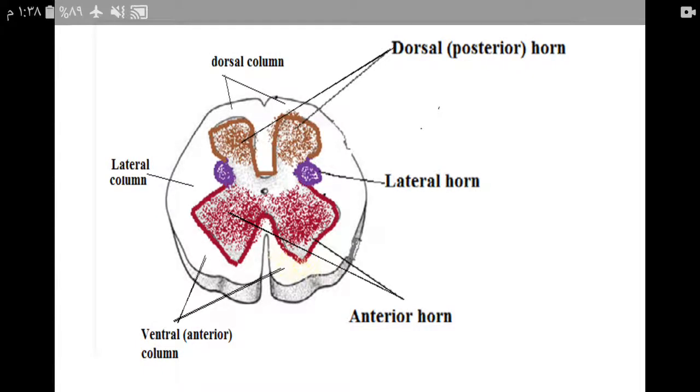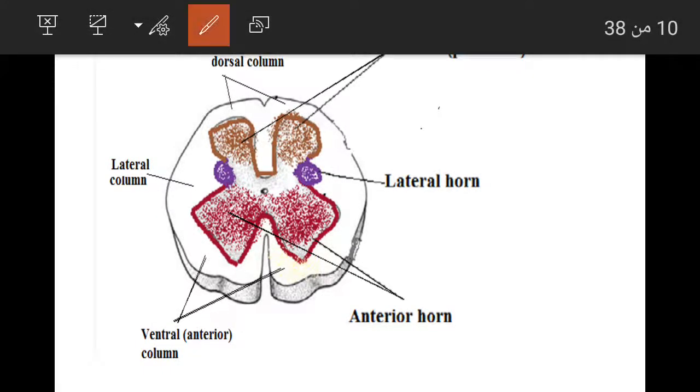This is a picture to see us the form of the spinal cord. This is the anterior horn, this is the dorsal horn, and this is the lateral horn, while this is the anterior column, lateral column, and the dorsal column.